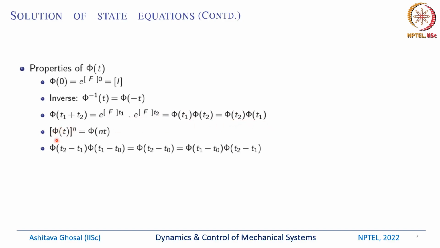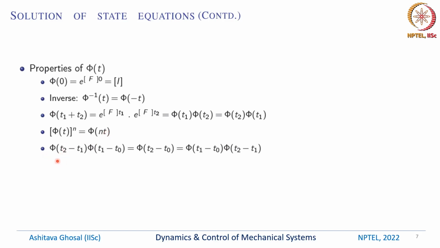Likewise, phi of t, this matrix to the power n, is nothing but phi of nt. Again, it follows from this expression. So if we have t plus t plus t, then again you'll have so many products of these matrices, and you can show that this is phi of nt.